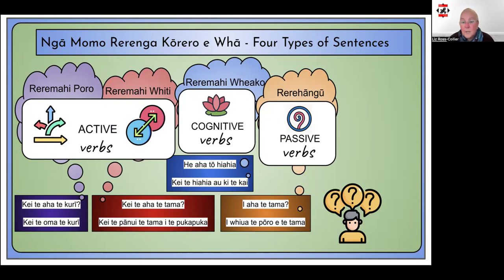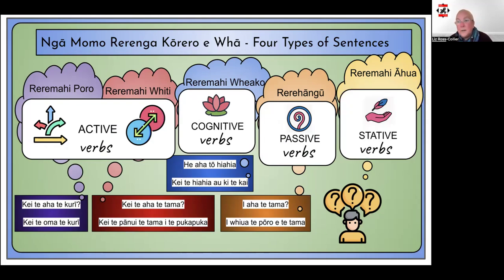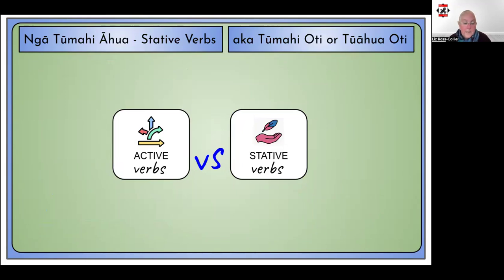The next sentence type I want to introduce you to is the reremahi āhua. These are called stative sentences, and they use tūmahi āhua, stative verbs. Stative verbs in te reo Māori are called tūmahi āhua. They can also be called tūmahi oti or tūāhua oti.